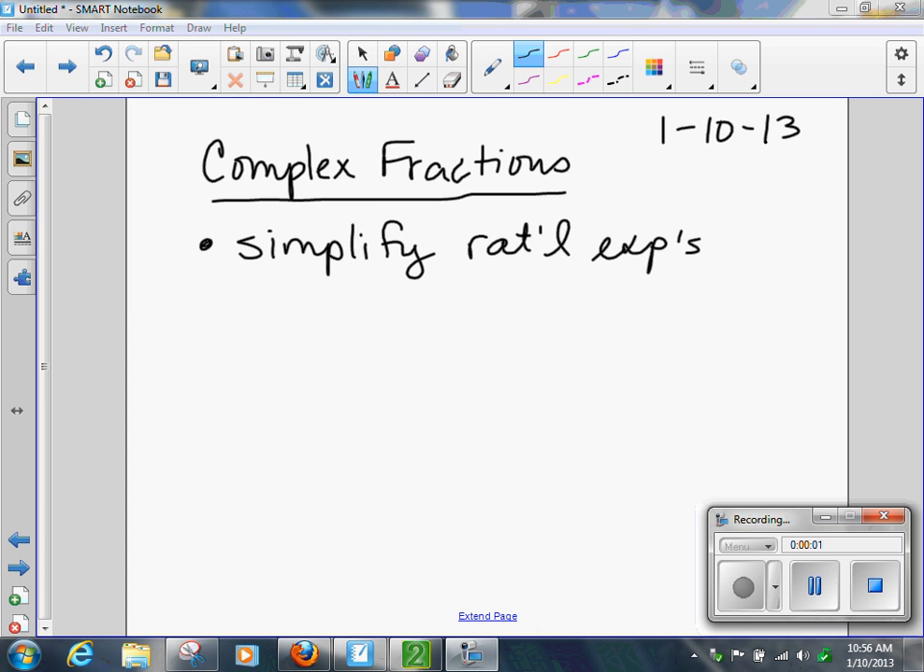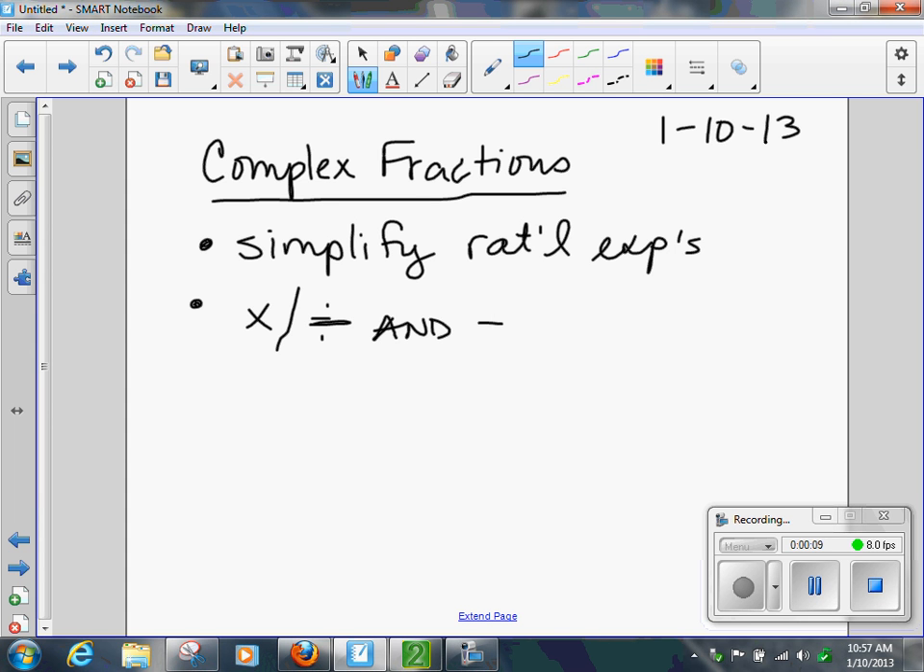We have simplified. We have multiplied and divided a little bit. And we've added and subtracted these rational expressions as well. Okay?